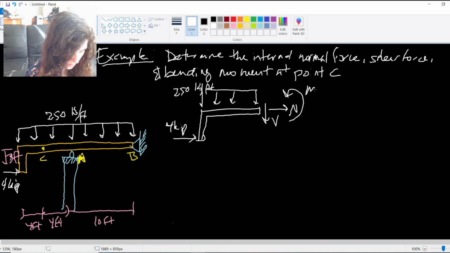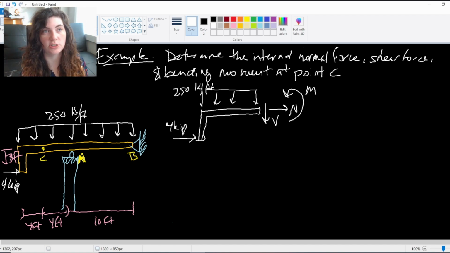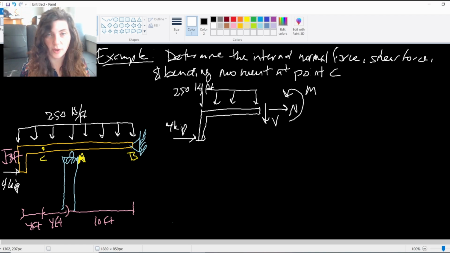This portion of the beam does not have any support reactions, so we don't actually need them to solve for these internal forces. This free body diagram of the section from the left end to C is good enough. It's all we need to solve this problem. So I can skip the first step of solving for all those support reactions and go straight to solving for the internal forces at C.